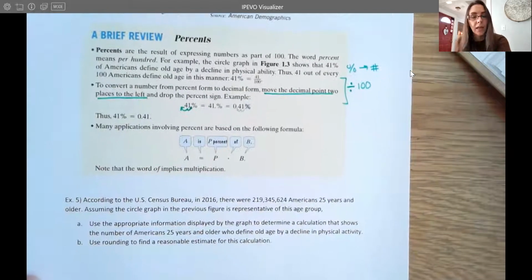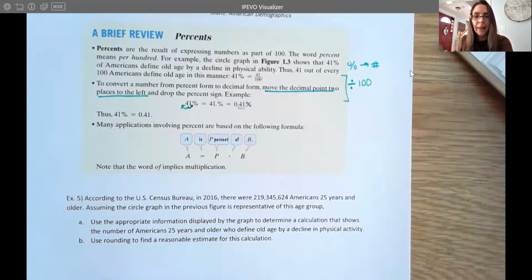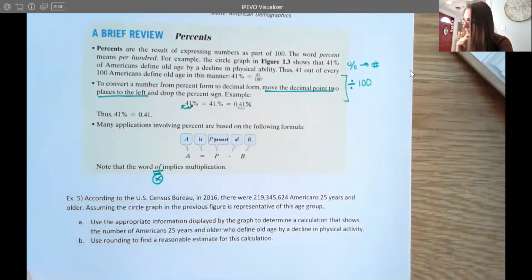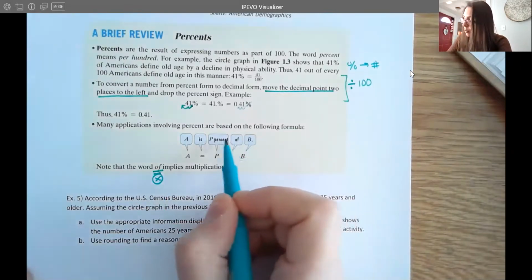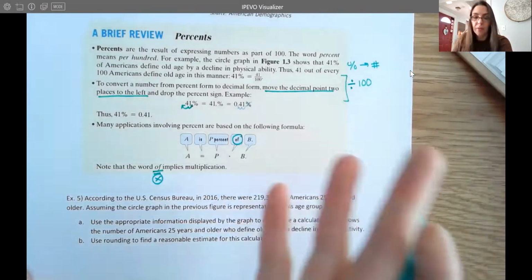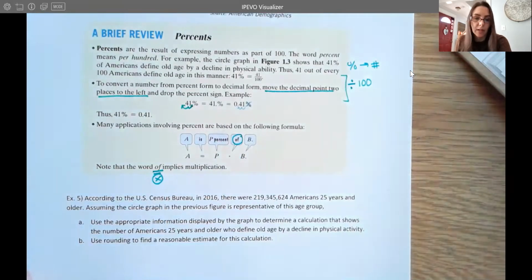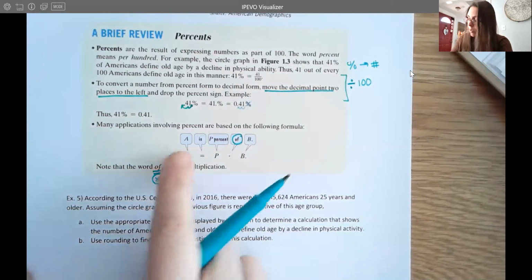Now, there are lots of applications that involve percents. So the basic formula looks like this. That word of means multiplication. So you typically take the percent of something. So whatever you're taking the percent of, that's what you're going to multiply it with, and that gives you the amount.